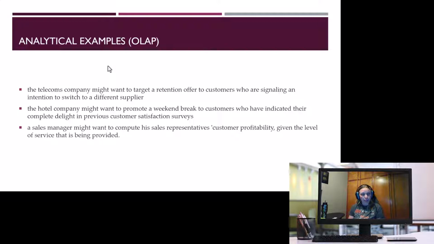Some analytical examples. So going back to these same examples, but rather than operational, looking at them from an analytical point of view, say the telecoms company might want to target a retention offer to customers who are signaling an intention to switch to a different supplier.